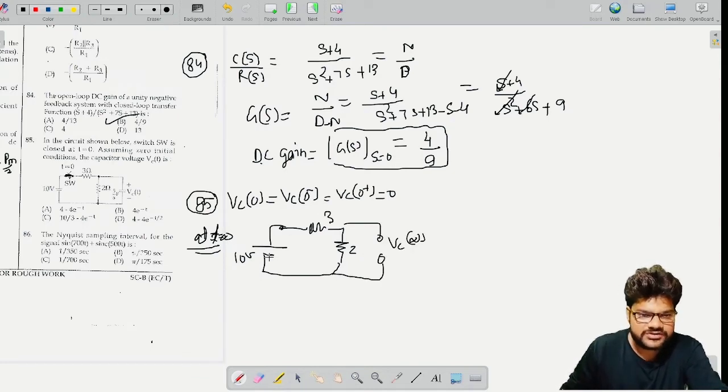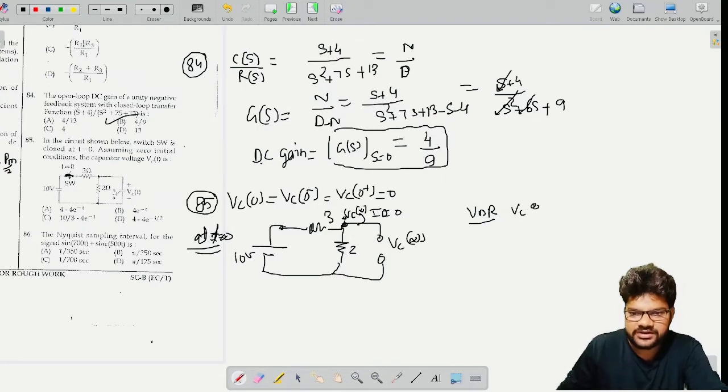Whatever current comes from this 10-volt battery will go through the 3 ohm, then through the 2 ohm. No current goes in this branch. Then effectively this 3 ohm and 2 ohm are in series. Then we can apply the voltage division rule to find V_C(infinity), because this node voltage is nothing but V_C(infinity). So V_C(infinity) is 2/(2+3) times 10. 5 2s are 10, so this is going to be 4 volt. So we found V_C(infinity) is 4 volt.